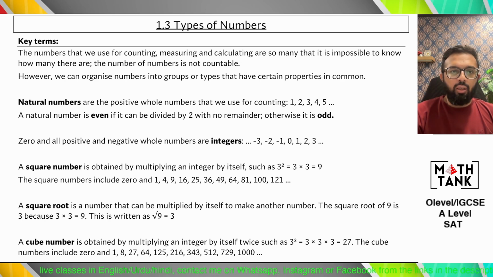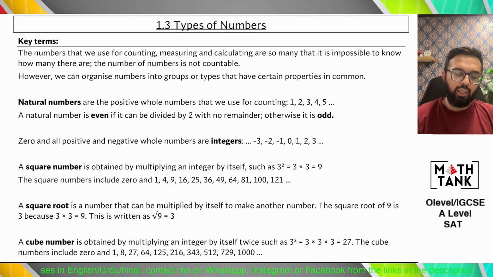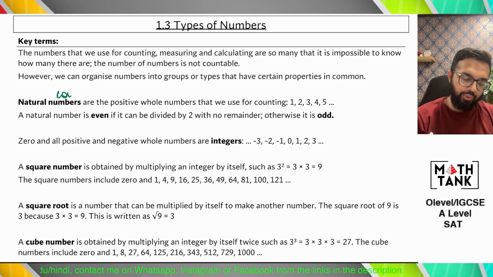The numbers that we use for counting, measuring, and calculating are so many that it is impossible to know how many there are. There is an infinite number of numbers; the number of numbers is not countable. However, we can organize these numbers into groups or types that have certain properties in common. The first category that I want you to remember is natural numbers. Natural numbers are also called counting numbers. Let me write that down for you.